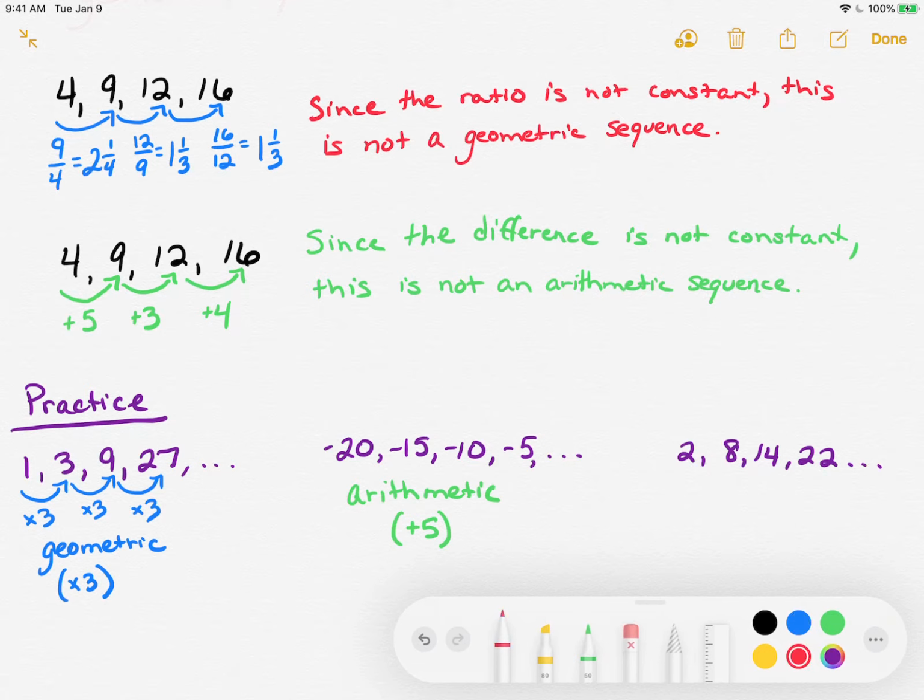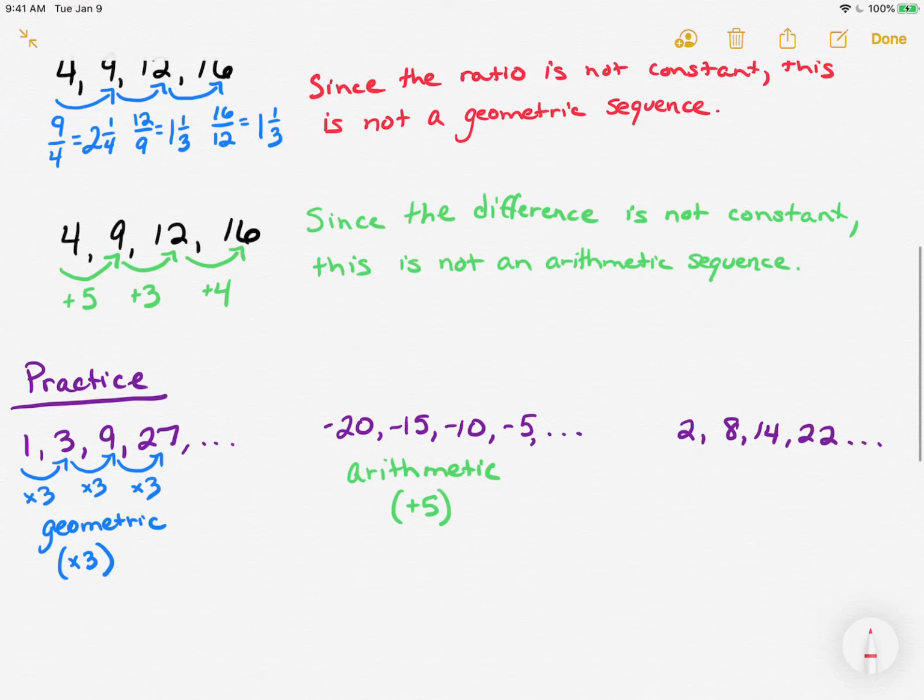Yeah, let's talk about the last one. Also, you never answered my question. Can it be both? I did answer your question. Peyton said if your sequence was the same number over and over again, 5, 5, 5, 5, 5, it would be going up by 0 and being multiplied by 1. So technically both. I don't know if you get credit for that. I don't know if a math guru would agree that that was an arithmetic sequence.